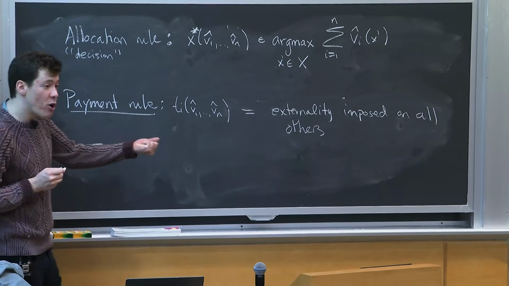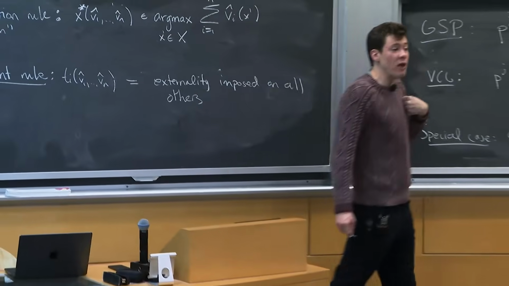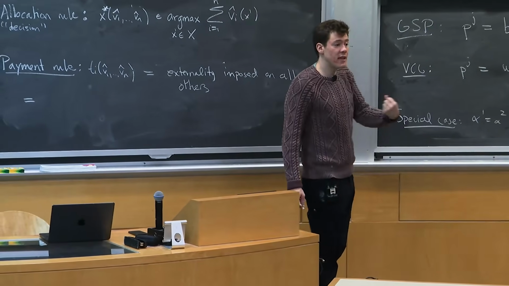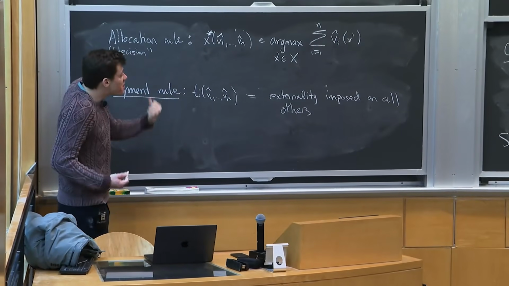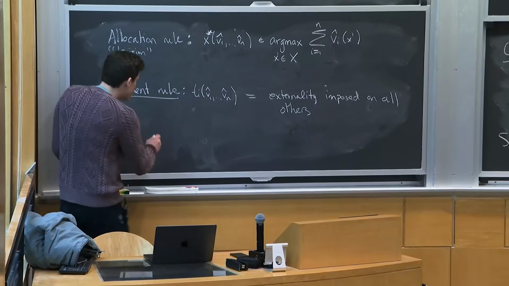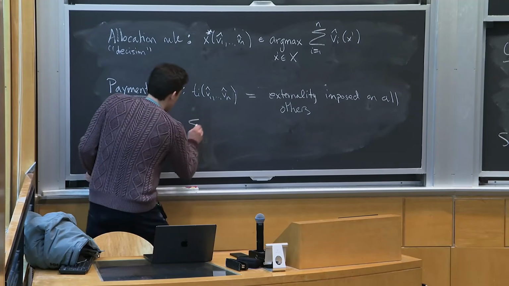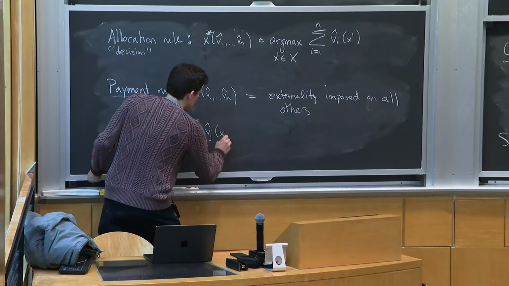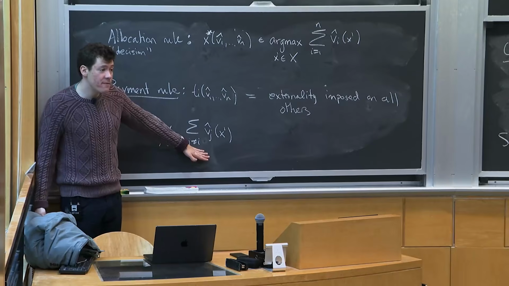What is the externality imposed on all others? It's how well everyone else would do if bidder i weren't there, minus how well they actually do. That's what the externality is. So how well would they do if bidder i weren't there? Well, let's just look at the best they could possibly do. So the best they could possibly do if bidder i weren't there would be this. I'm looking at everyone other than bidder i.